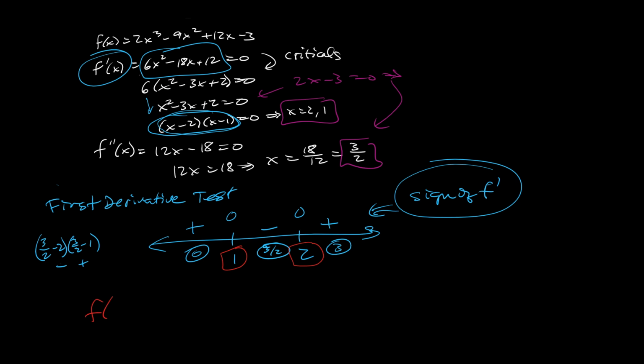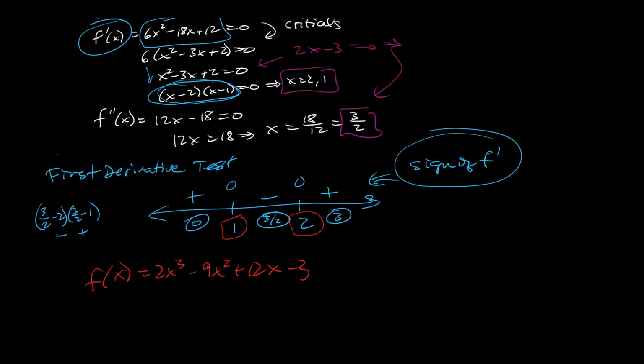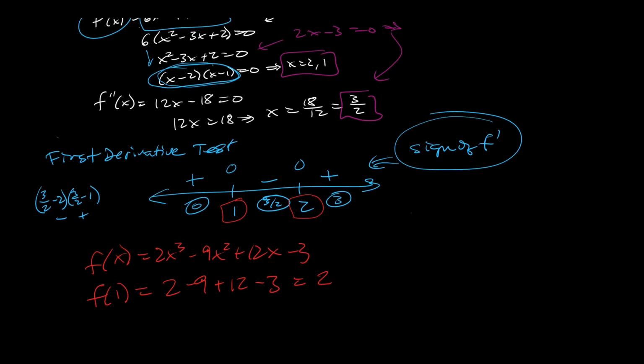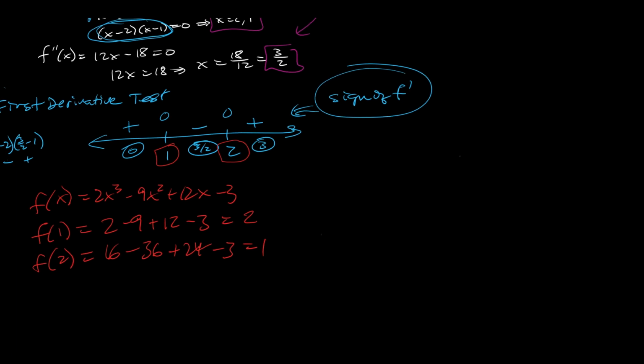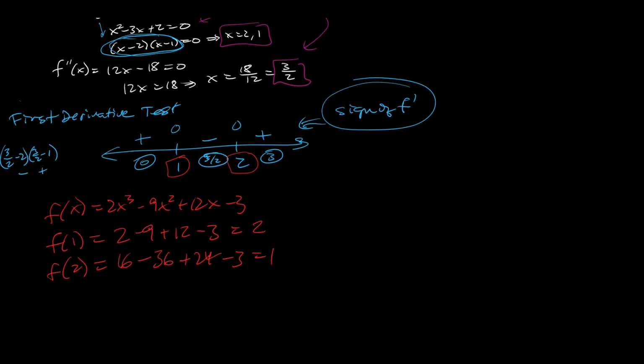So I do f of, when I plug in 1, I get 2. And when I plug in 2, I get 1. Now, it's just a total coincidence that when I plugged in 1, I got 2, and then when I plugged in 2, I got 1. That almost never happens like that. So don't think that that's how you do it.